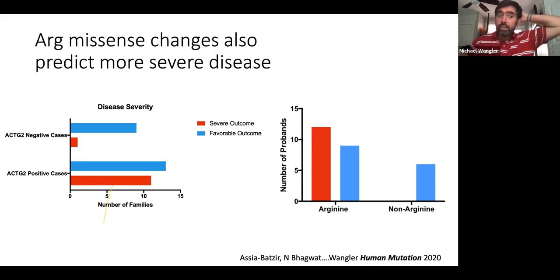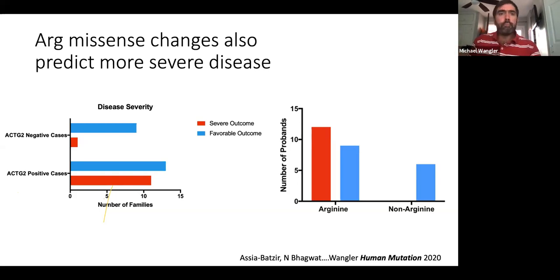But what we found is that the actin gamma 2 positive cases account for most of the severe. And then in those, the arginine mutations are disproportionately represented. So those patients are due to arginine substitutions. So we think there may be examples where arginine is actually predictive not only of a disease gene, but also of the disease severity within a disease.